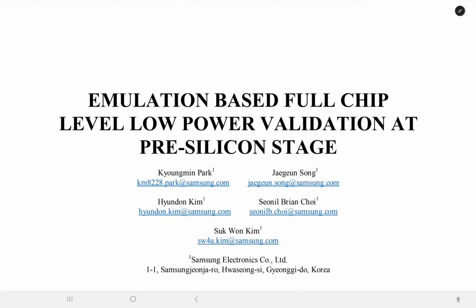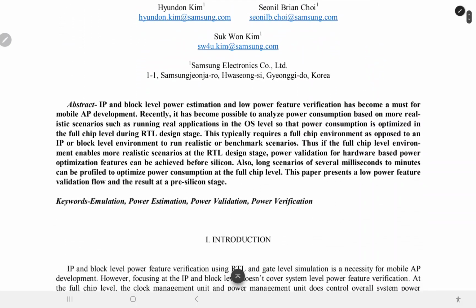Emulation-based full chip level low power validation at a pre-silicon stage. Abstract: IP and block level power estimation and low power feature verification have become a must for mobile AP development. Additionally, it has become possible to analyze power consumption based on more realistic scenarios, such as running real applications at the OS level, so the power consumption is optimized at the full chip level during the RTL design stage.